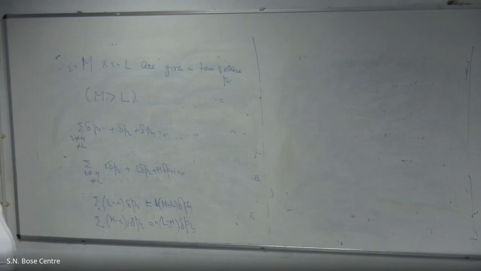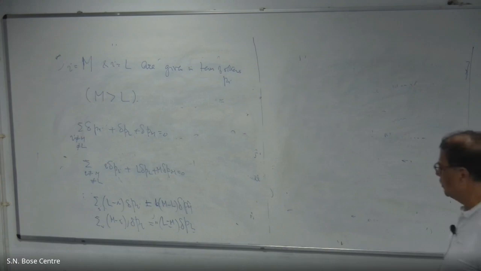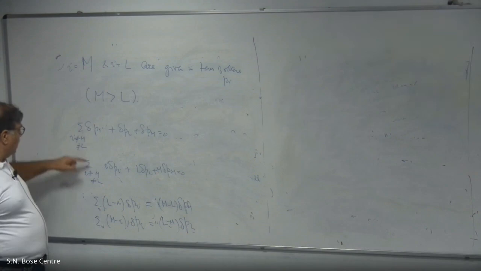You are multiplying the first equation with L and subtracting from the second. This will be L minus M. So on the right hand side, I get M minus M, L minus i delta p_i. This will cancel. I get L minus M.